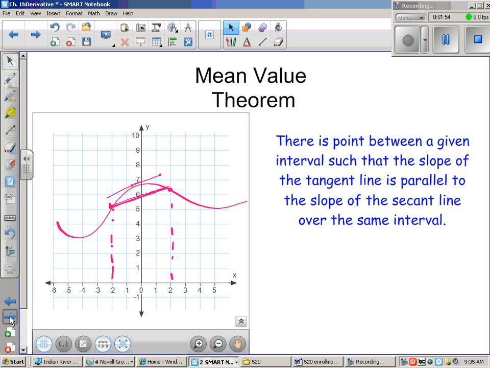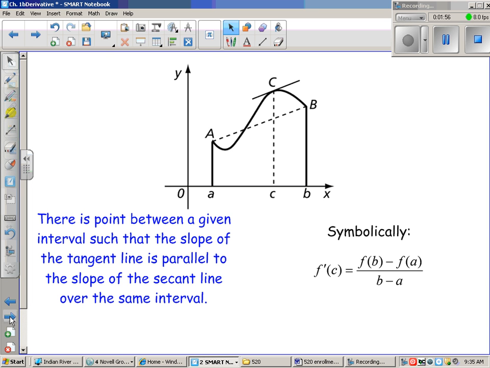Now let's look at it again in a different way. So again, this is what it looks like pictorially. You have an interval from A to B where C falls. In other words, the slope at C is the same as the slope between A and B.